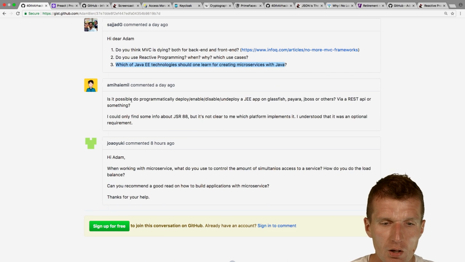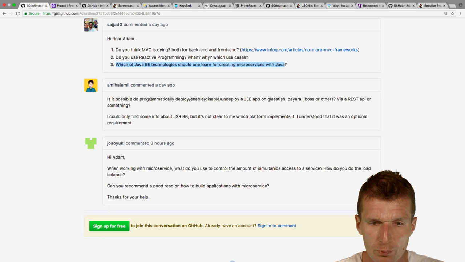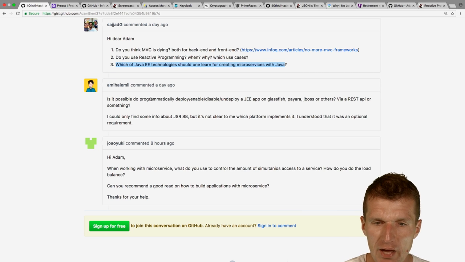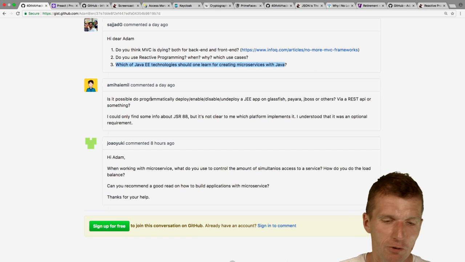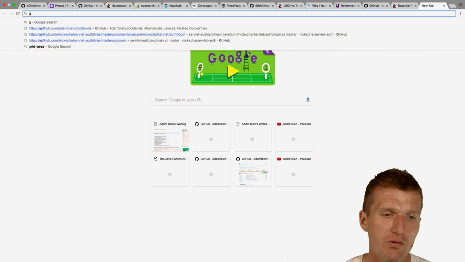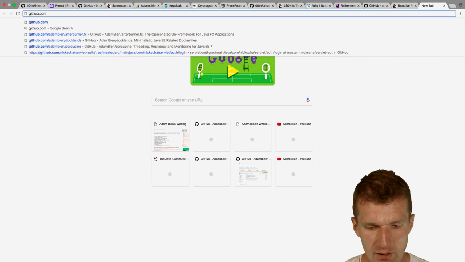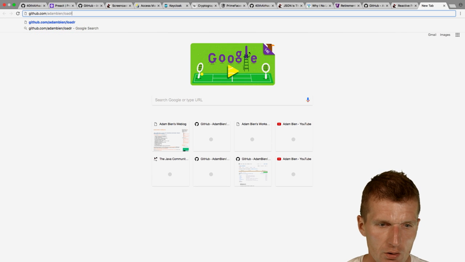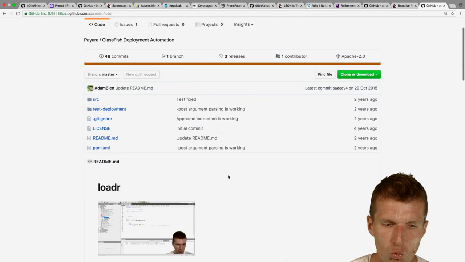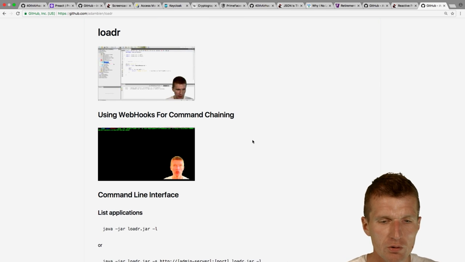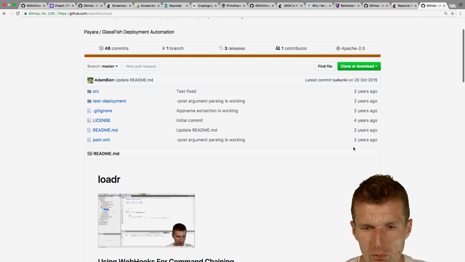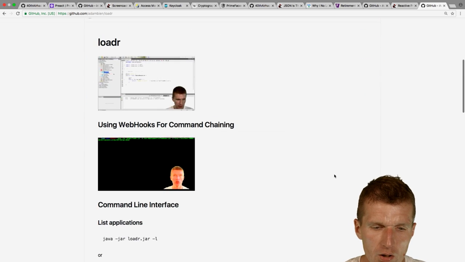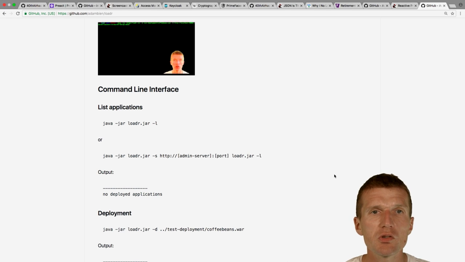And this is a nice question. Is it possible to programmatically deploy, enable, disable, undeploy a Java app on GlassFish? Of course, it's absolutely possible. And actually, it is a project which I implemented: the loader. Yes, with a screencast. And it even implemented webhooks. What the loader does, it is exactly what you wanted. It uses the Payara and GlassFish REST API to deploy, undeploy, enable, and disable apps. And I use it for continuous integration with Jenkins, which also answers the other question, whether I use Jenkins in microservices.